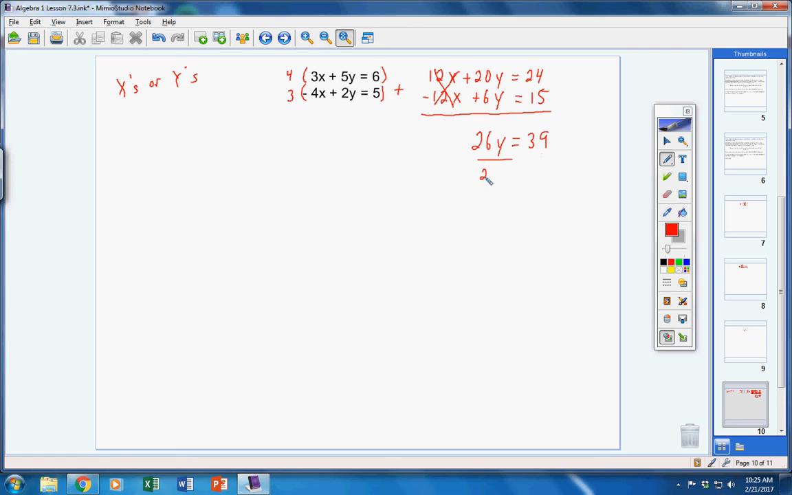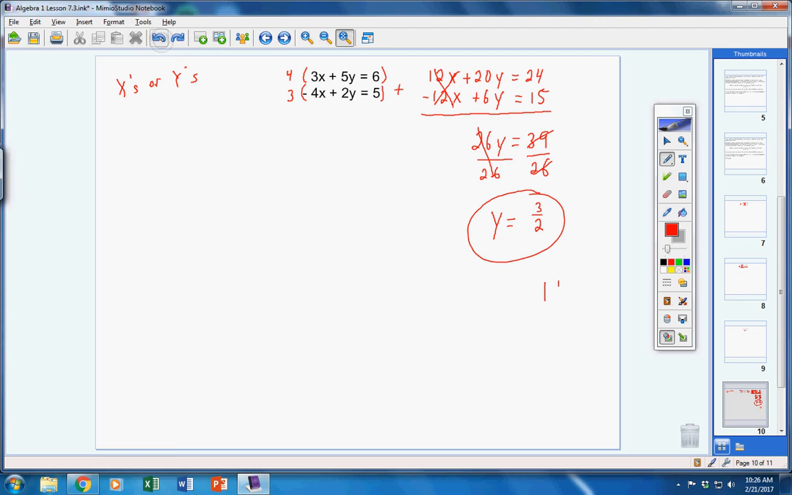Divide both sides by 26. These cancel. Y equals, now 13 goes into both of these numbers, so we can reduce this. 13 goes into 39 three times. 13 goes into 26 two times. So look at that. We did it. We found y. Y equals 3 over 2, or you could say 1.5. Okay? So that's what y equals.